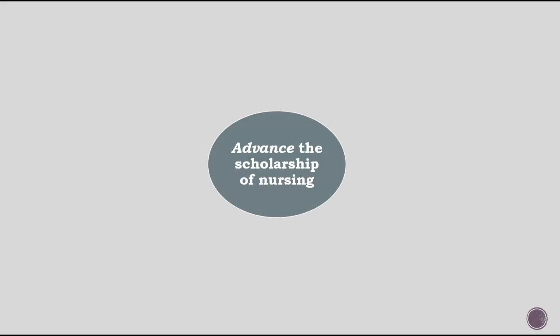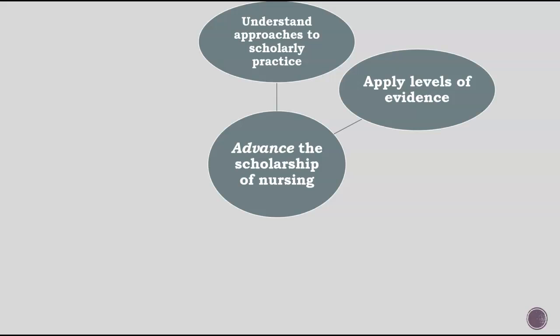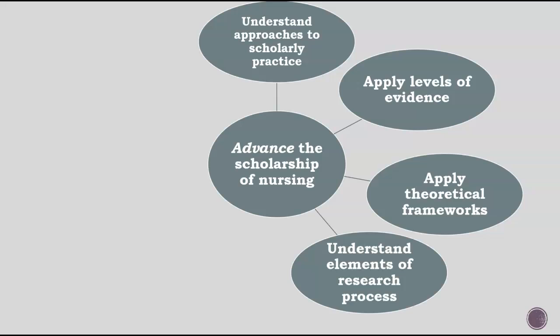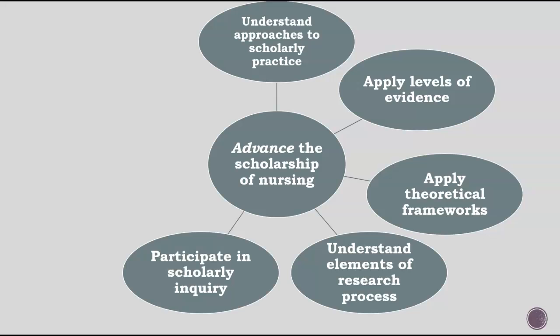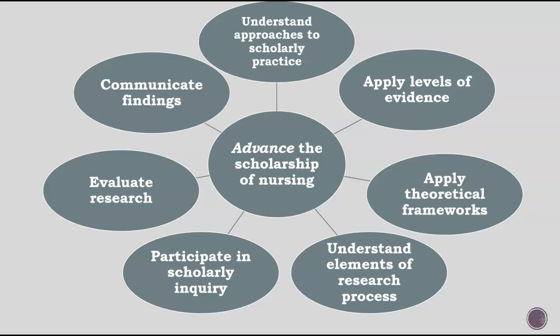So let's take a look at each of these competencies that are at level 1. The first is advancing the scholarship of nursing. Some of the content areas that this might include are understanding approaches to scholarly practice, applying levels of evidence to practice, applying theoretical frameworks, understanding elements of the research process, participating in scholarly inquiry, evaluating the research for practice, and then finally communicating the findings.